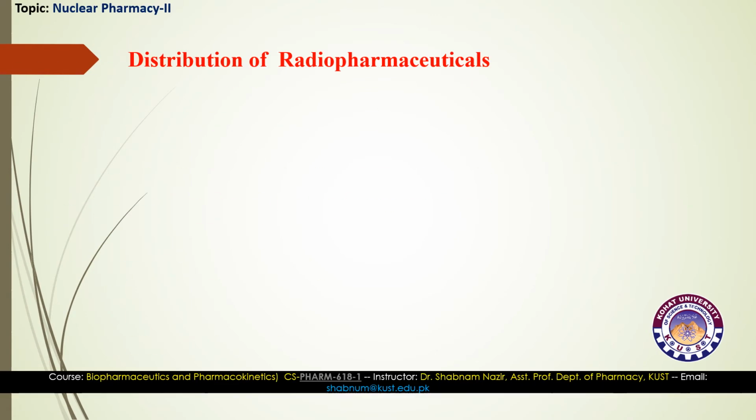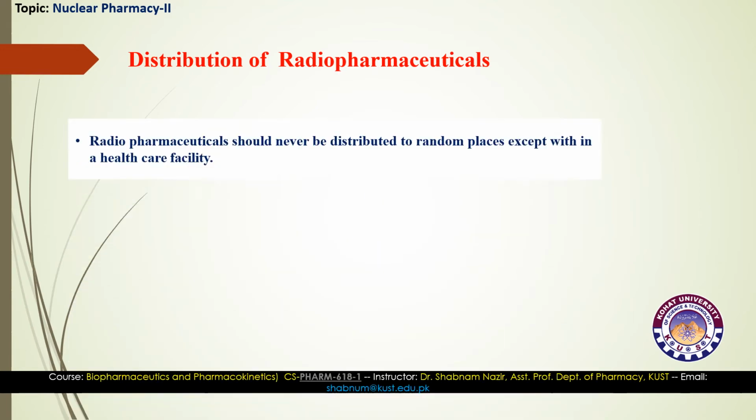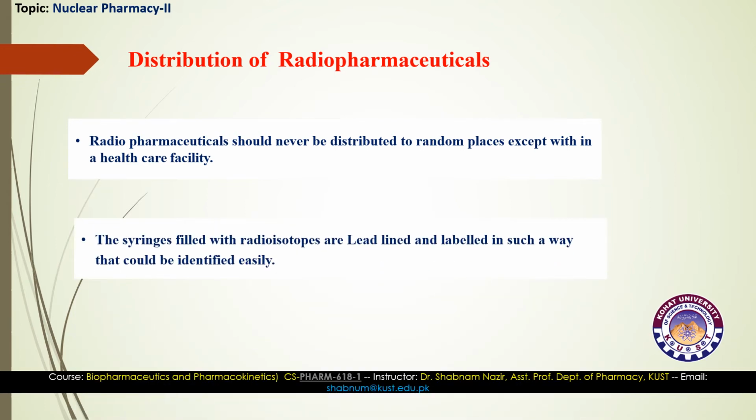Distribution of radiopharmaceuticals. Radiopharmaceuticals should never be distributed to random places, only within a healthcare facility. Secondly, the syringes, as we discussed previously, are usually provided in unit dose. So they are provided in syringes having the unit dose filled with radioisotopes, lead lined and labeled in such a way that they can be identified easily. Lead lined in order to prevent the radiation from causing a health hazard to the person who is taking it to the area where the patient would be treated with it.